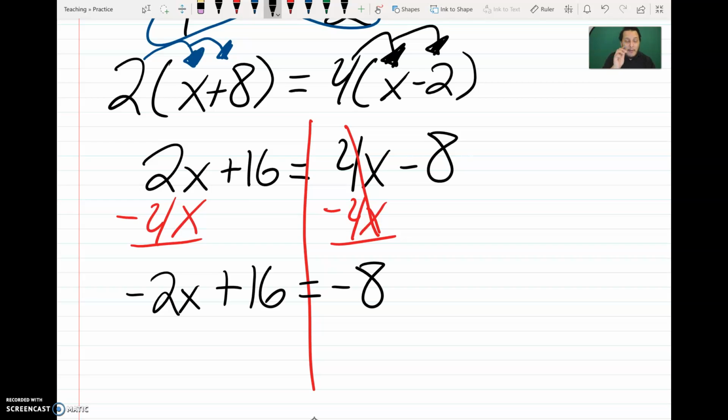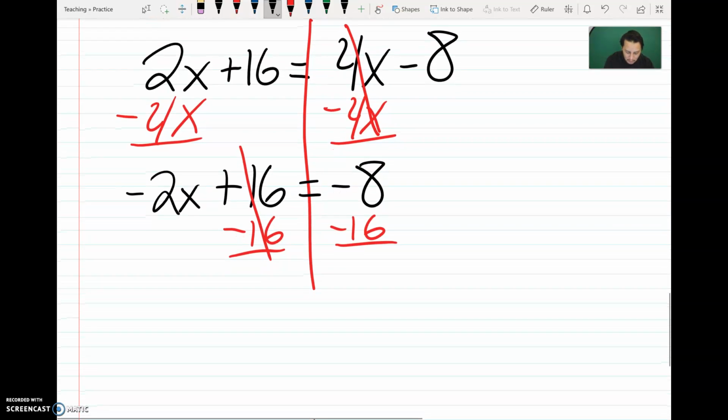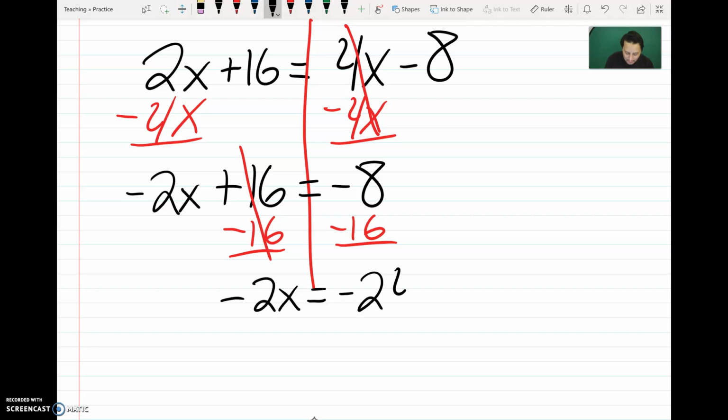Well, if I remember my goal, I want to have my x alone on one side. To do that, I need to get rid of this 16 because it's bugging my x right here on the left side of my equation. So I'm going to get rid of 16 by subtracting, because the opposite of positive is negative. So I do what I do to one, I do to the other. I'm left with negative 2x equals negative 8 minus 16, which is negative 24.